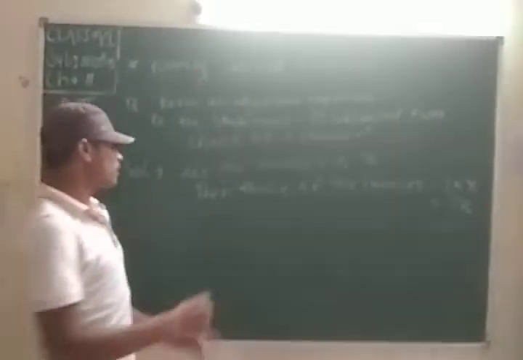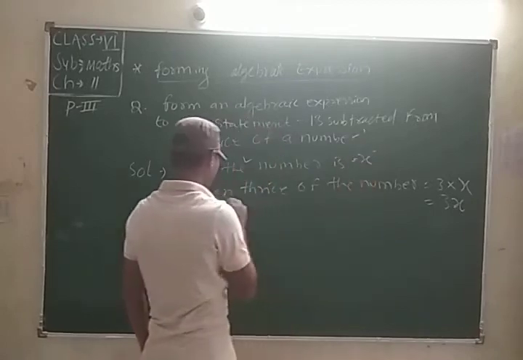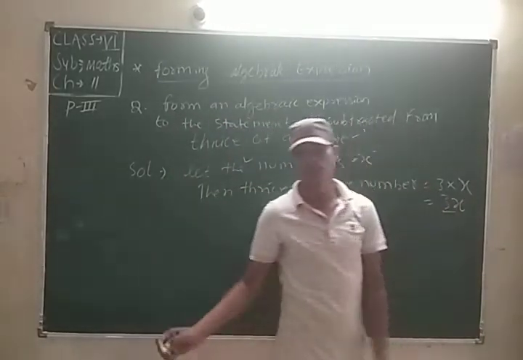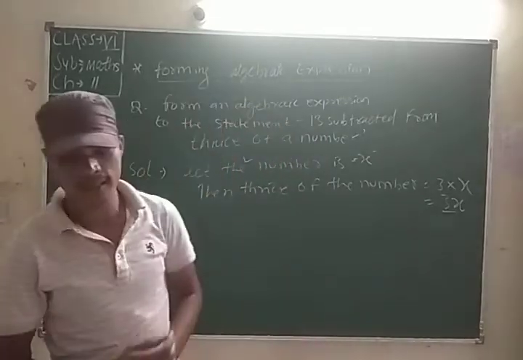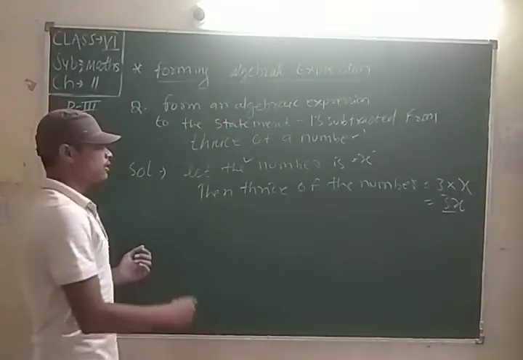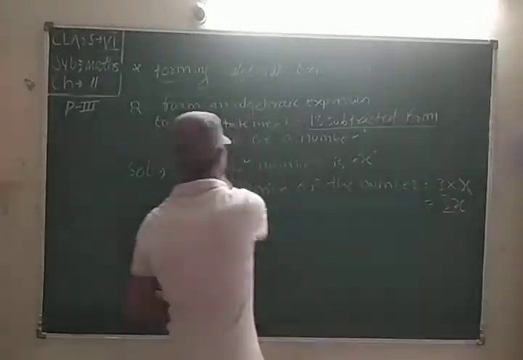Thrice of the number. First, let the number be x. Then thrice of the number equals 3 into x, which is 3x. Now, 13 subtracted from thrice the number.